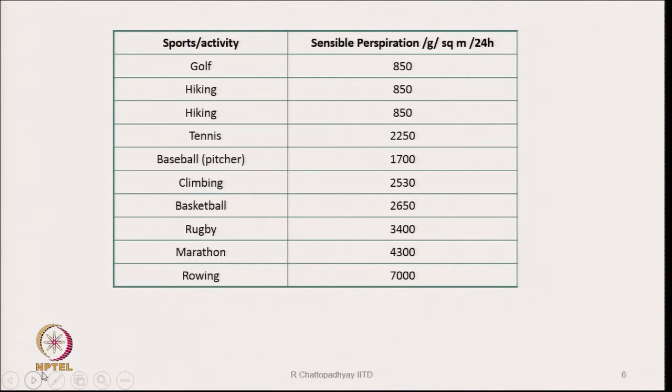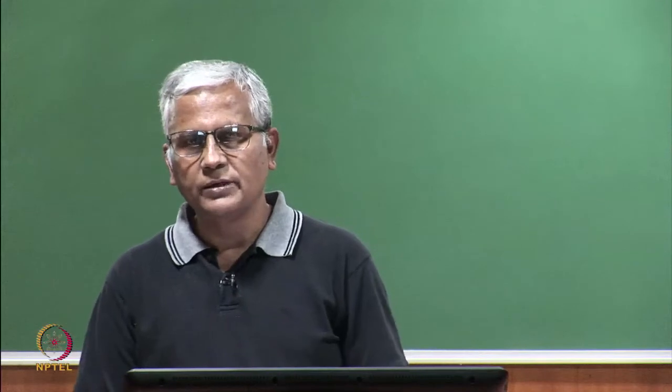The next thing is the sensible perspiration that we generate, that is a perspiration that you really feel. That means it is not vapor, it is actually liquid sweat. So, sensible perspiration is basically liquid sweat.